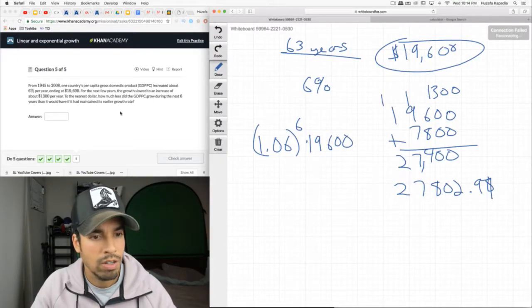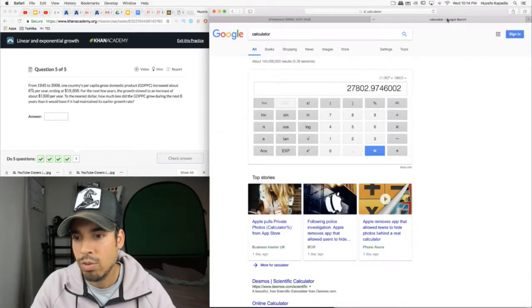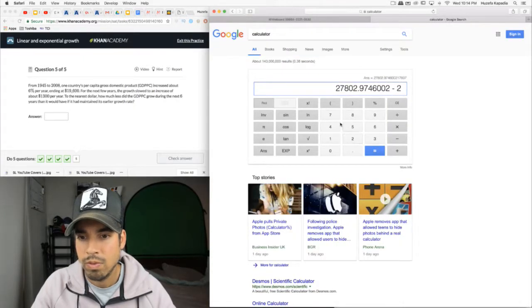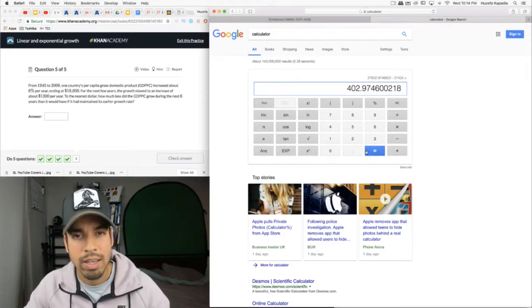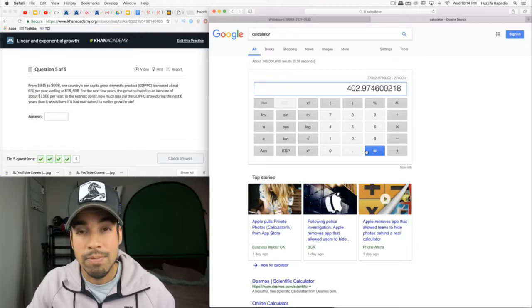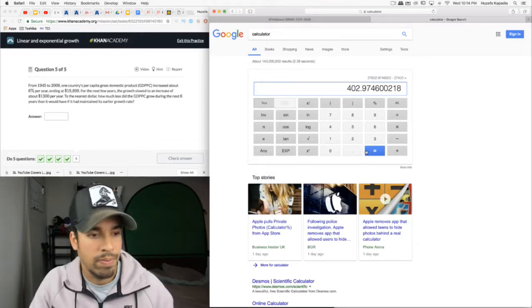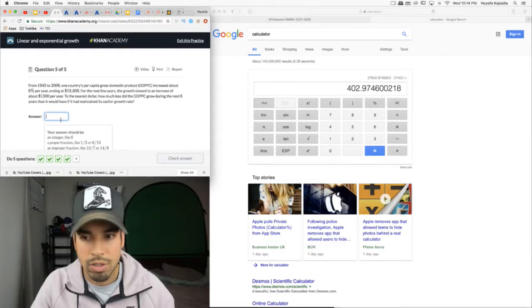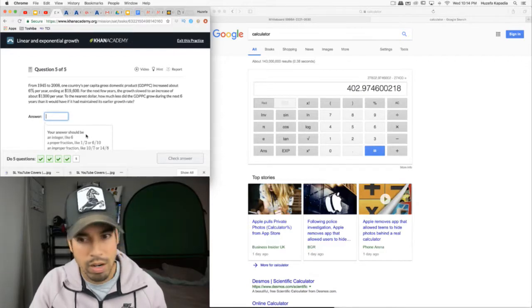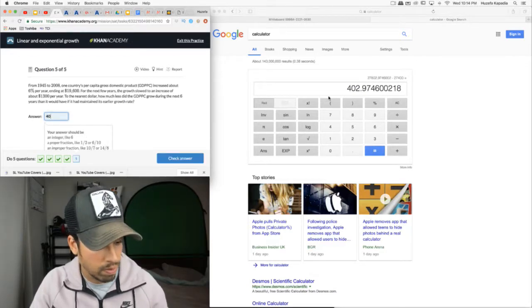To the nearest dollar, how much less? So now we've got to subtract 27,400. And you can see that we're probably right because these numbers are close together. It feels right. It feels good. And so I'm confident about that answer. So how much less to the nearest dollar? I'm going to round it up to 403, right?